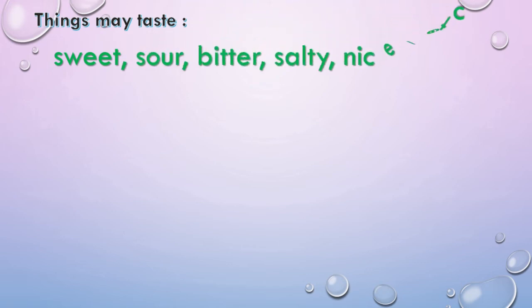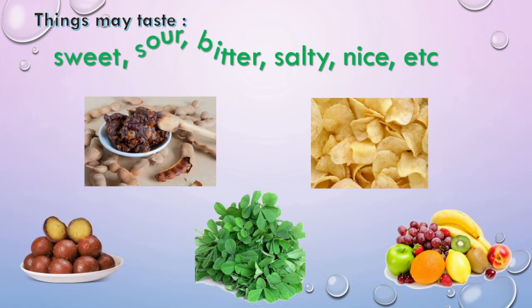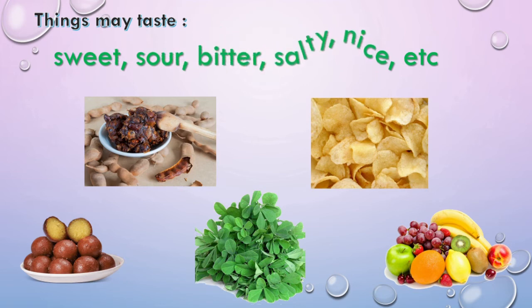Now the last is things may taste. Who tells this? Our tongue. Sweet, sour, bitter, salty, nice, etc. See this, gulab jamun, sweet. And this tamarind, imli, is sour in taste. Methi, bitter in taste. These potato wafers, they are crunchy, salty, isn't it? And these fruits are very nice and fresh, right? These all tastes are told by our tongue.